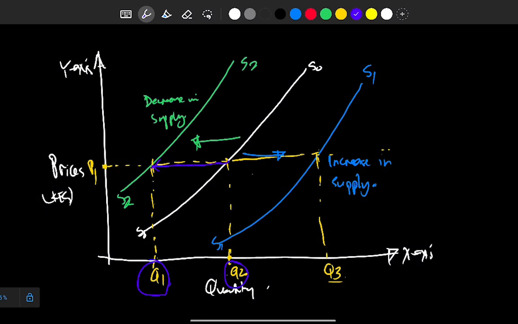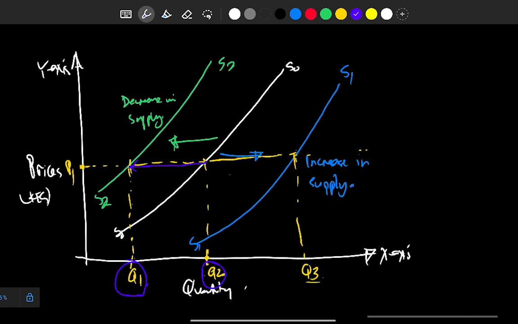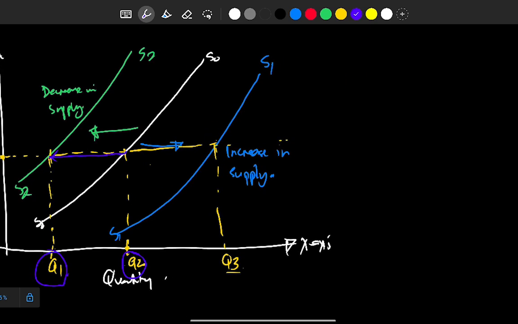We had seen the distinction between a change in supply, which is shifts in the supply curve, and a change in quantity supplied, which is a movement along the supply curve. So in this lesson, we will see the factors that cause a shift in the supply curve. So what would make there to be a shift from S0 to S1 or from S0 to S2?